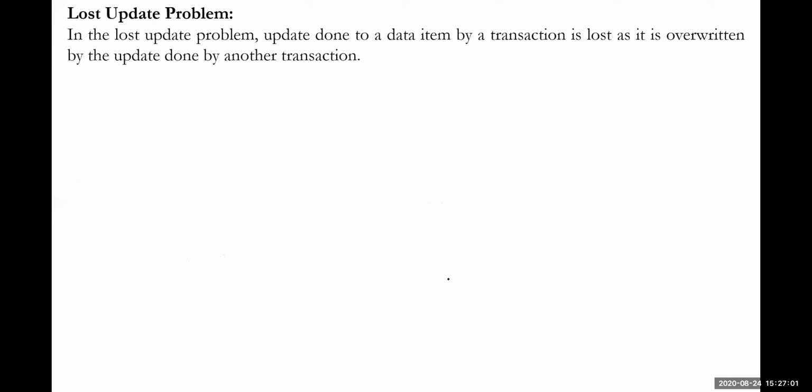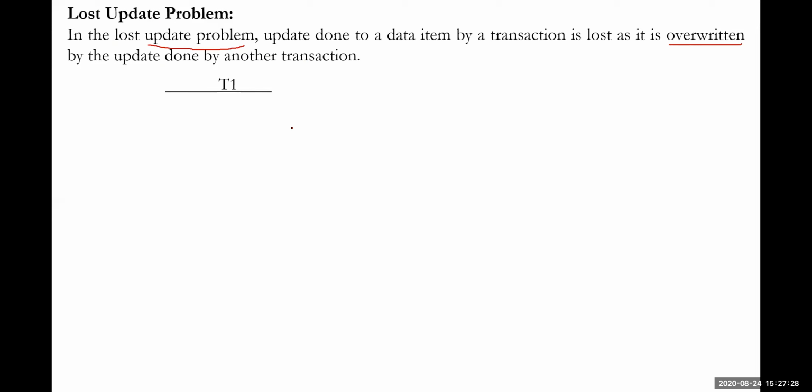Then followed by the lost update problem. Now it also seems like a dirty read, but with minute changes. So what exactly are you supposed to consider when it comes to the lost update problem? The update done by one transaction will be overwritten by another transaction. Such a kind of problem is called the lost update problem.